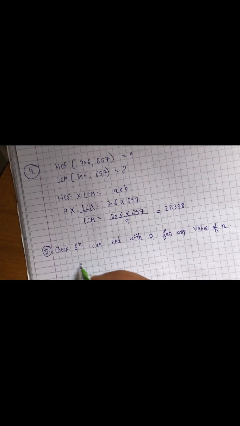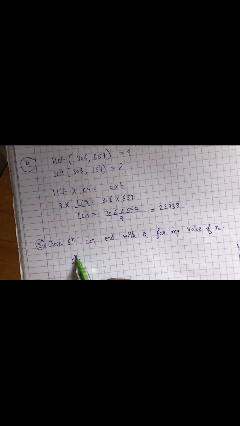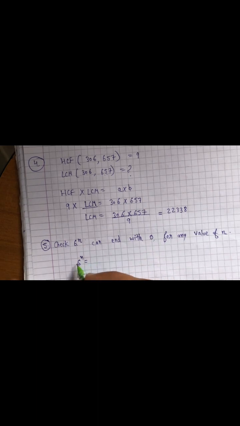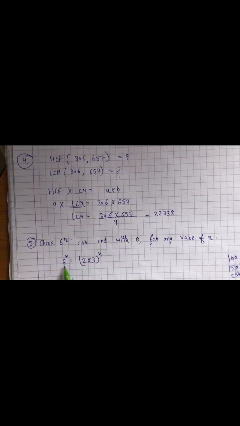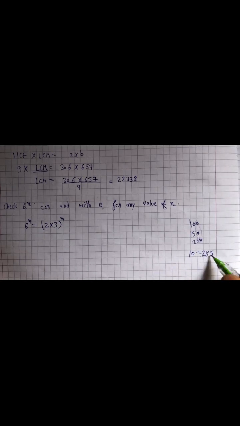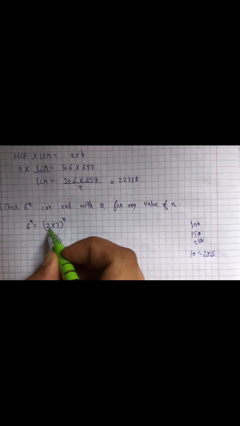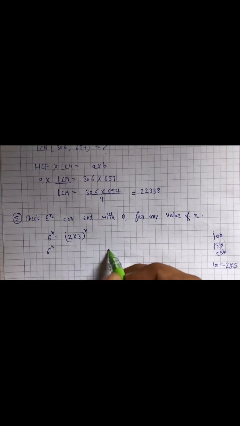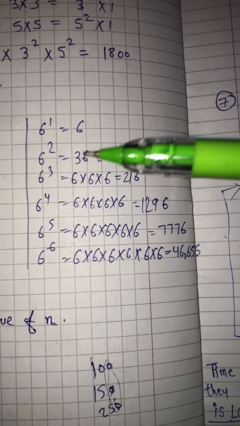Now let us check 6 power n. If 6 power n has factors 2 and 5 in it, then it should end with 0, otherwise not. Now 6 power n is equal to (2 into 3) power n. Here 6 power n includes only 2 as its factor. But we know that for a number to end with 0, there must be factors 2 and 5 in it. Here 6 power n includes only 2 as its factor. So 6 power n doesn't end with 0. That is for any value of n.